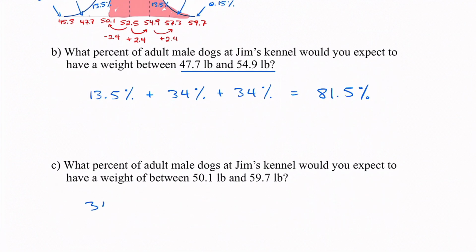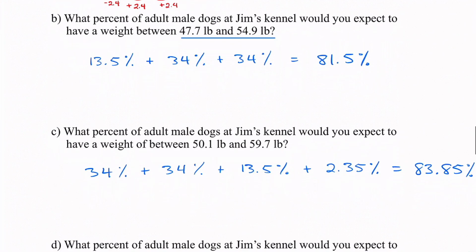So that was 34 plus a 34 plus 13.5 plus 2.35. And when you add all of those up, you are going to get 83.85%.